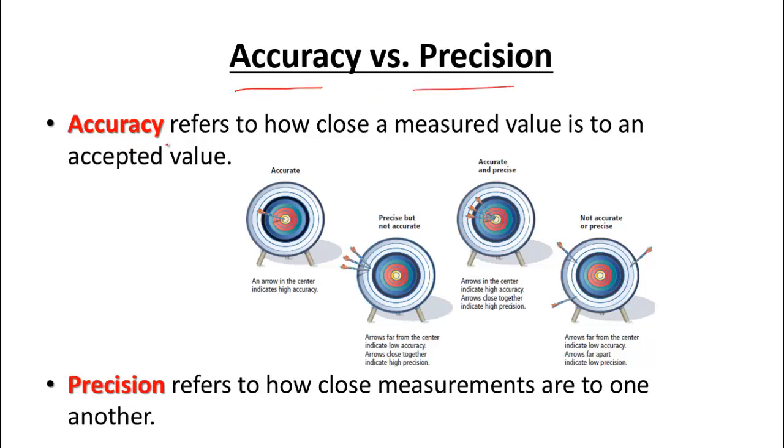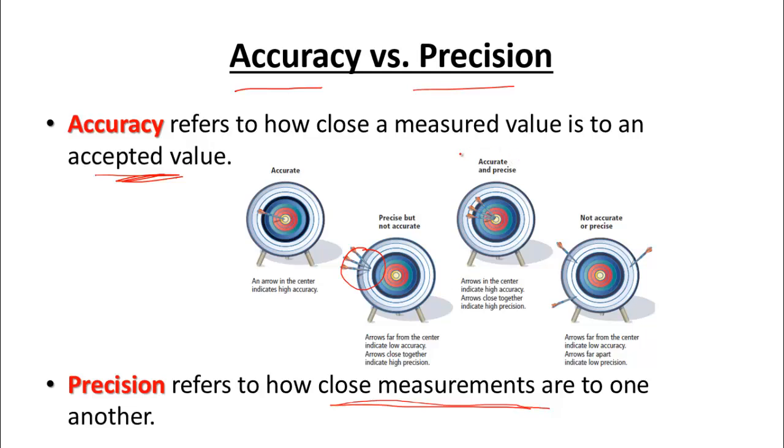Accuracy and precision are two different things. Accuracy refers to how close a measured value is to the accepted value. If you think about a target, the closer you are to the bullseye, that would be considered accuracy. Precision refers to how close your measurements are to one another. If you're hitting the same spot of the target over and over again, not necessarily on the target, your measurements are close together. That's called precision.